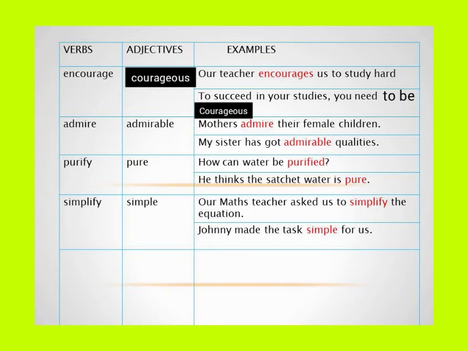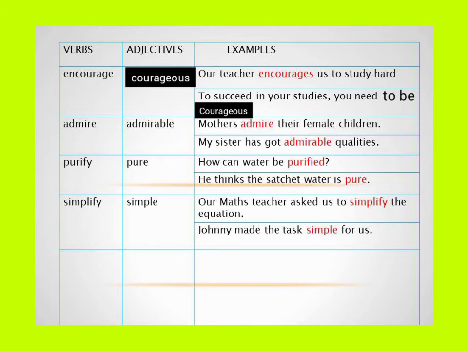Now look at other examples like admire and admirable. Mothers admire their female children. My sister has got admirable qualities. Purify, pure. Purify a verb and pure an adjective. How can water be purified? He thinks the sachet water is pure.